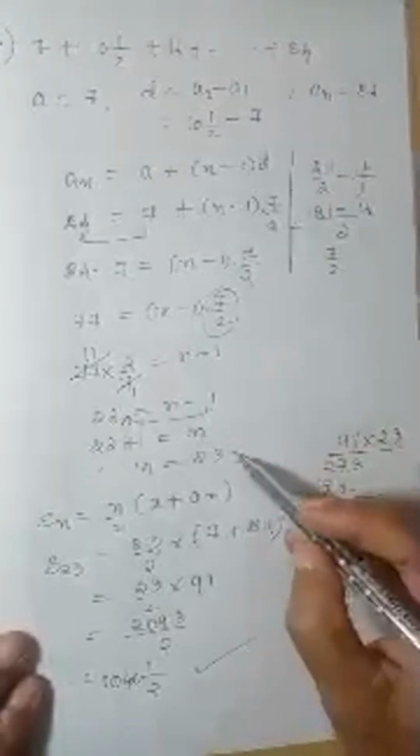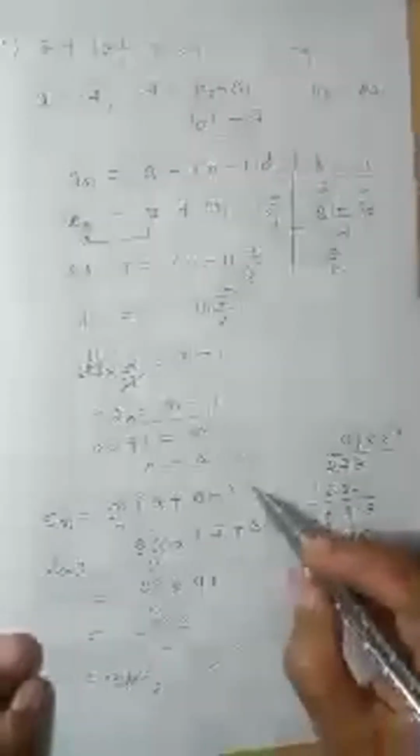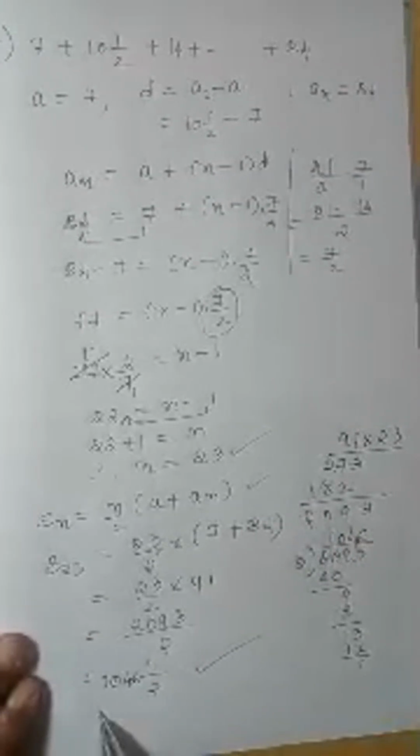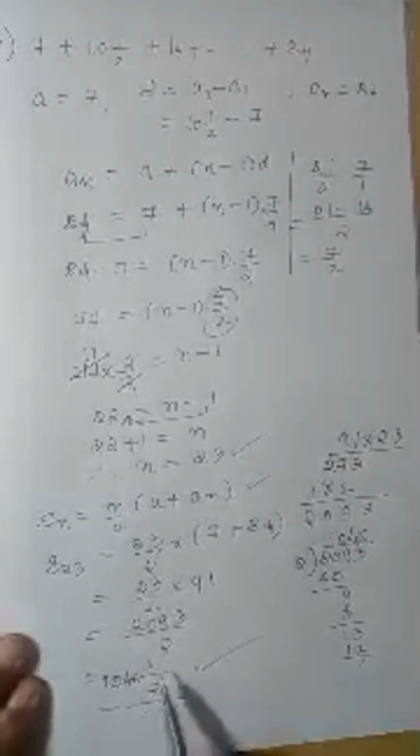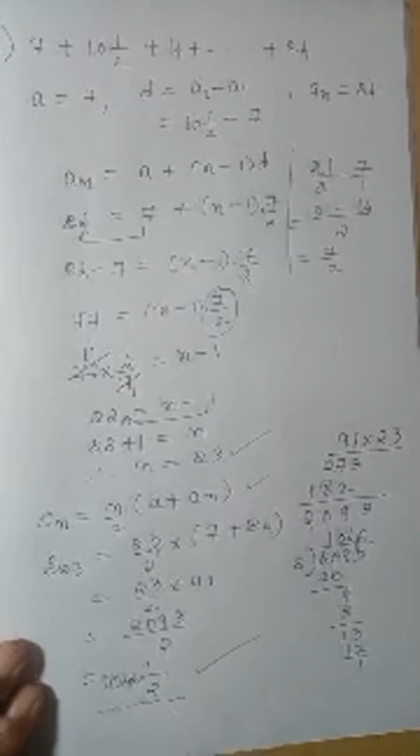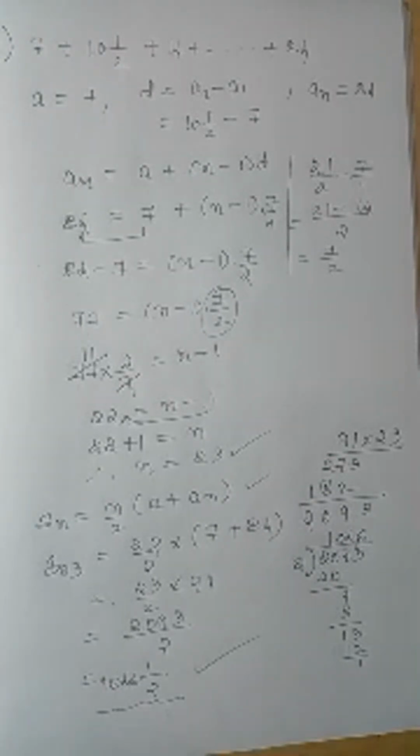So when finite terms are given, you should solve the problem like this. When the first term and last term are given, we need to find n first and then use this formula. So surely you are getting the answer: in this case 1046 and a half. You may express it as a mixed fraction or write it as a decimal also. All are correct.